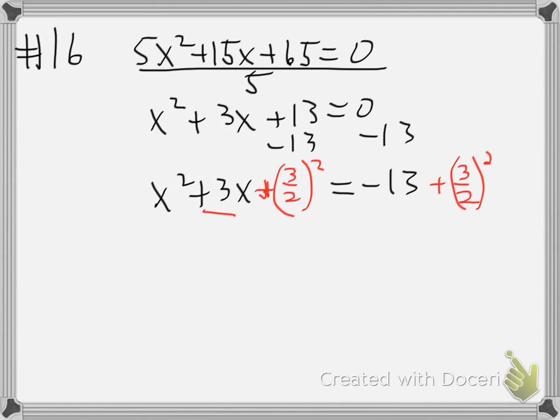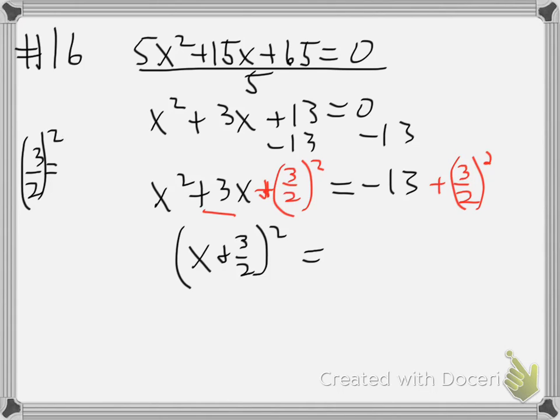Okay, so that's going to end up being x plus 3 over 2, that binomial squared, equals, well, 3 over 2 squared is 9 over 4. So I'm going to have minus 13 plus 9 over 4.